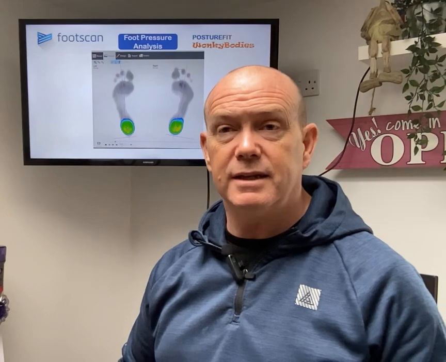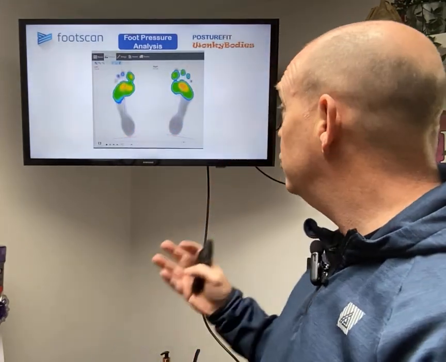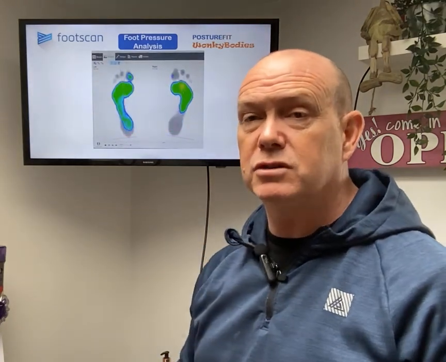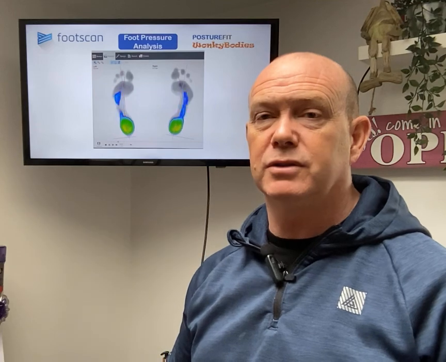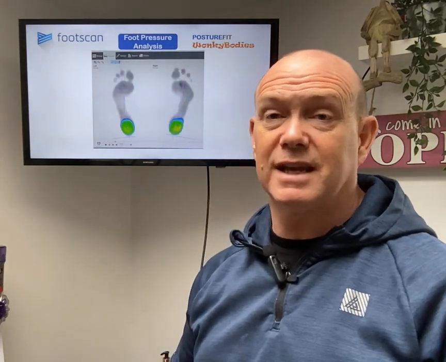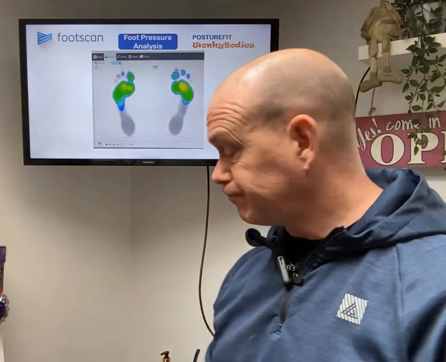Now, Footscan is a fantastic tool where we can walk someone across a force plate, or we can just have them standing on it statically, and it will give us lots of information about the pressures in that person's foot during gait cycle, but also just in a static standing position.